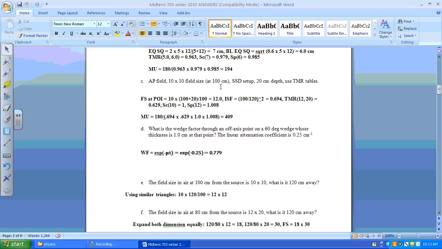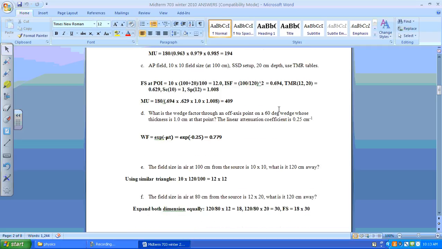So the SSD is 100, the depth is 20 centimeters, so the point of interest is how far from the source in this case? It's 120. Right. Whenever you have a question like this, always think about where your point of interest is. A lot of people forget the inverse square, and I should tell everybody at the beginning of the year: you will forget your inverse square factor at some point. Whenever you're presented with a problem, always think about how far your point of interest is. If it's not 100 and it's an SAD calculation, because that's when you use TMR tables, remember that there's going to be an inverse square calculation. So you're 120 centimeters away, and you can calculate inverse square right away. In this case, it's 0.694.